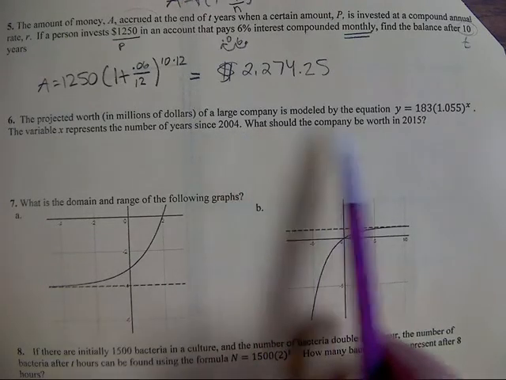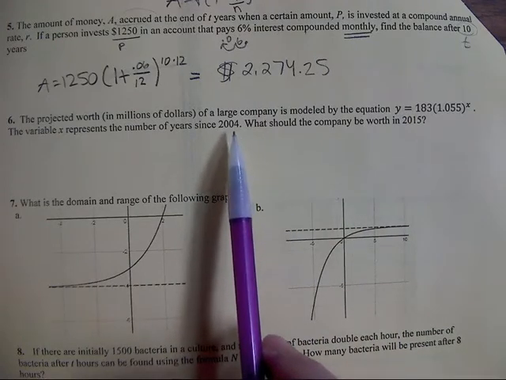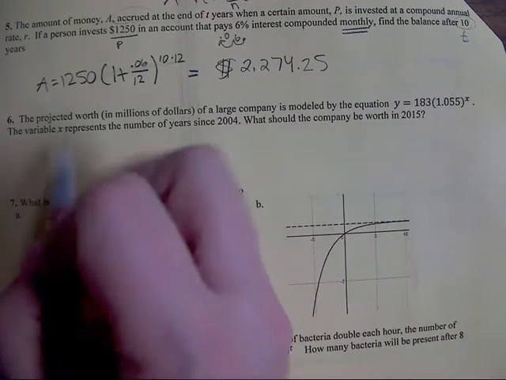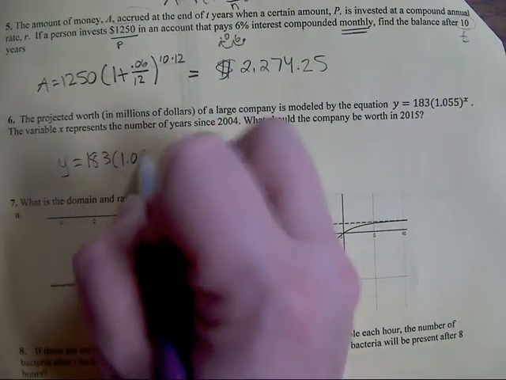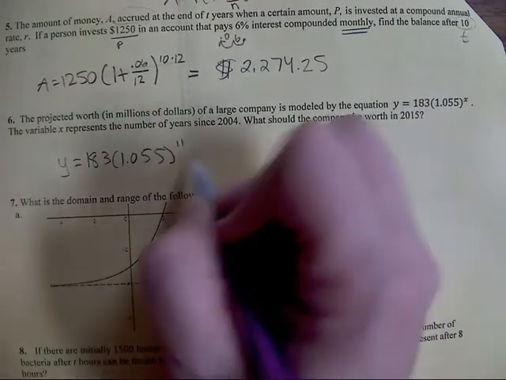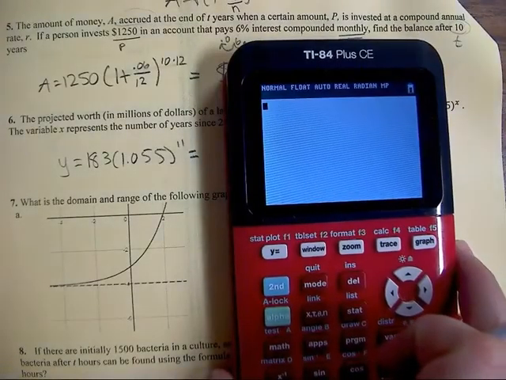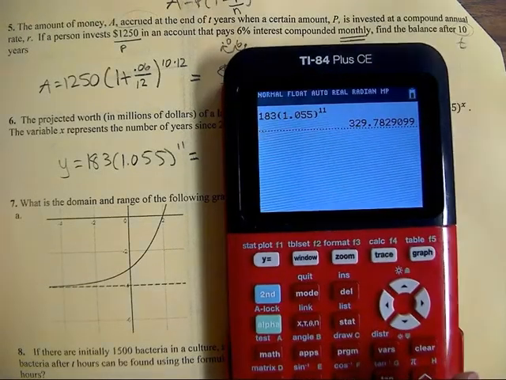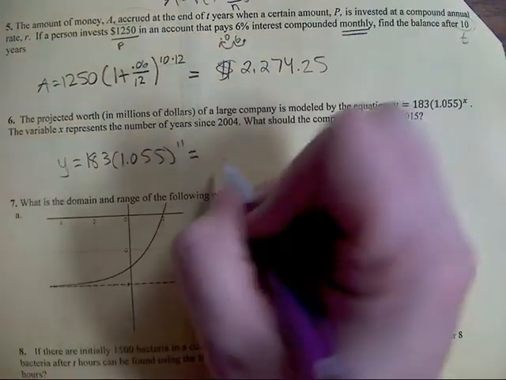All right, so it has given us the equation, and it's given us the amount of time. We just need to know what to replace x with. So from 2004 to 2015, it has been a total of 11 years. So what we're going to do is replace that x with the number 11. Okay, we're going to type that into here: 183 times 1.055 raised to the power of 11, and we're going to get that it is worth $329.78.